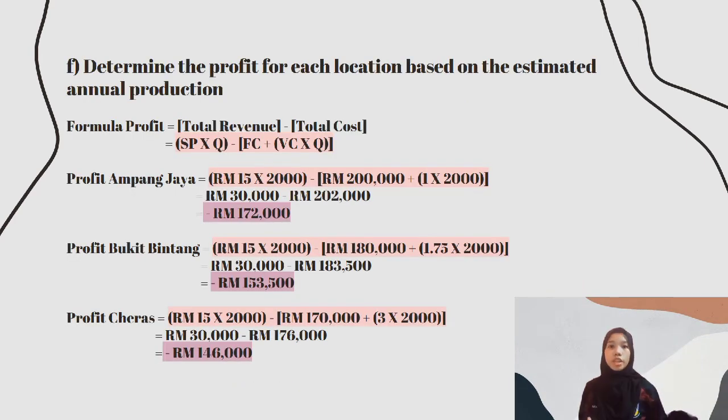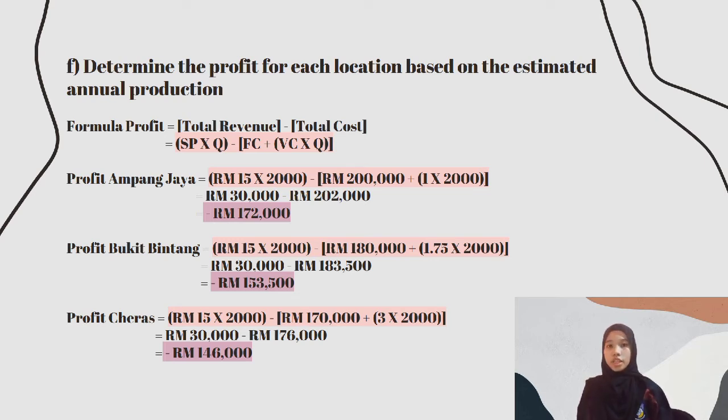For this question, we need to determine the profit for each location based on the estimated annual production, which is Q, or quantity, of 2,000. As you can see on the slide, we have stated two formulas to get profit, but in this case, we will use the formula highlighted in pink. The formula at the pink highlight is the second way to get profit. We need to calculate the selling price, SP, multiplied by quantity, Q, minus the total fixed cost, FC, minus the total variable cost, VC, multiplied by quantity, Q.